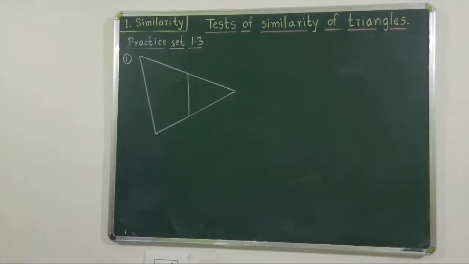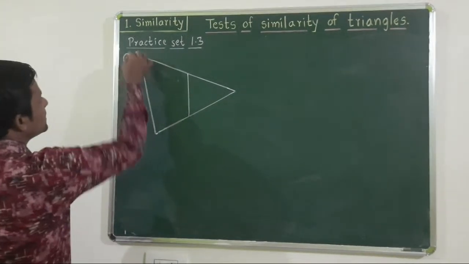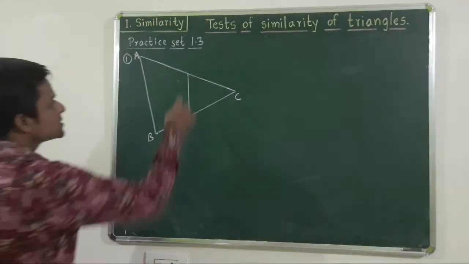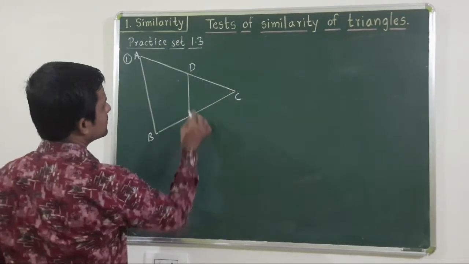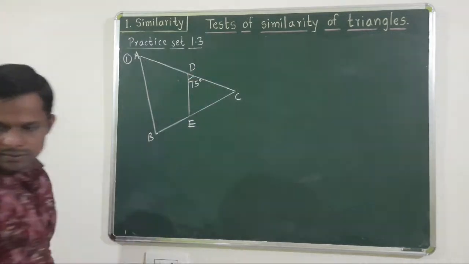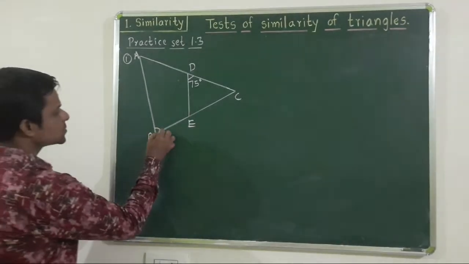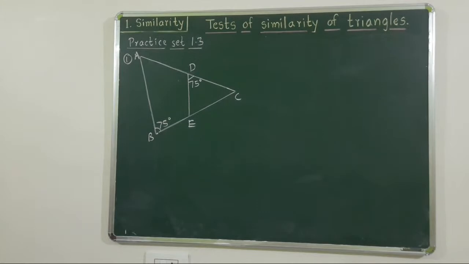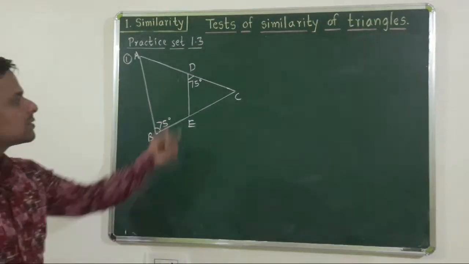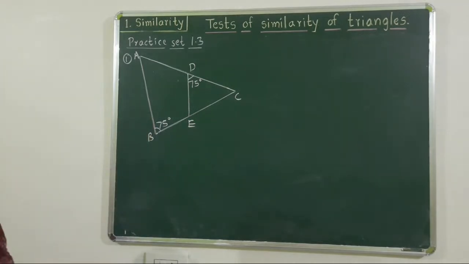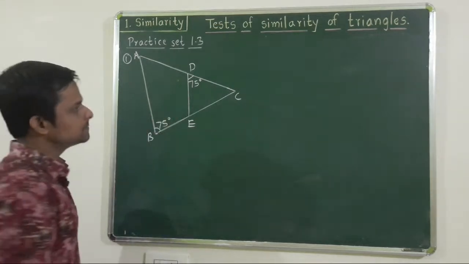The diagram is like this. There is one bigger triangle, that is ABC, and these points are D and E. This angle is given as 75 degrees, and this angle is also 75 degrees. And the question is, which two triangles are similar? From this diagram, which two triangles are similar and by which test? And write the proper one-to-one correspondence. Very simple.